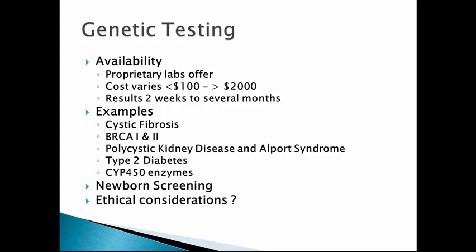So some of the examples of genetic testing that we've been doing for a number of years include cystic fibrosis, the BRCA1 and 2 genes, which tells us about the risk for developing breast cancer, as well as potentially prostate cancer. In kidney world, we look at polycystic kidney disease and Alport syndrome. Polycystic kidney disease manifests itself in early adulthood. Alport syndrome manifests itself usually during early childhood. We talked about type 2 diabetes and cytochrome P450.